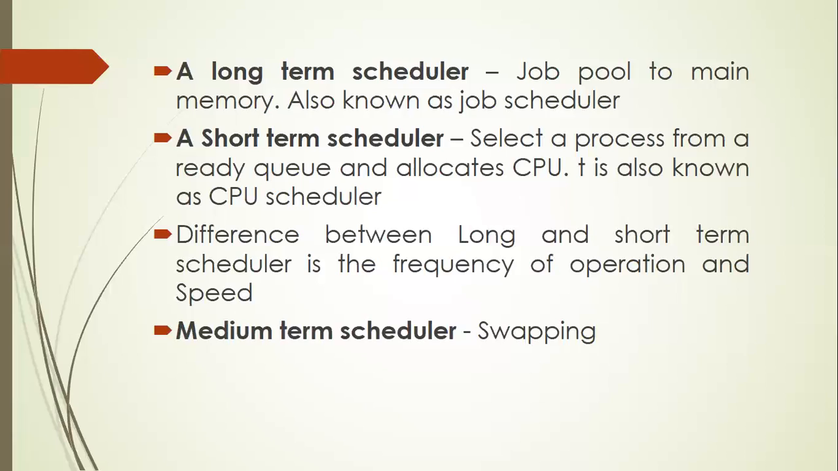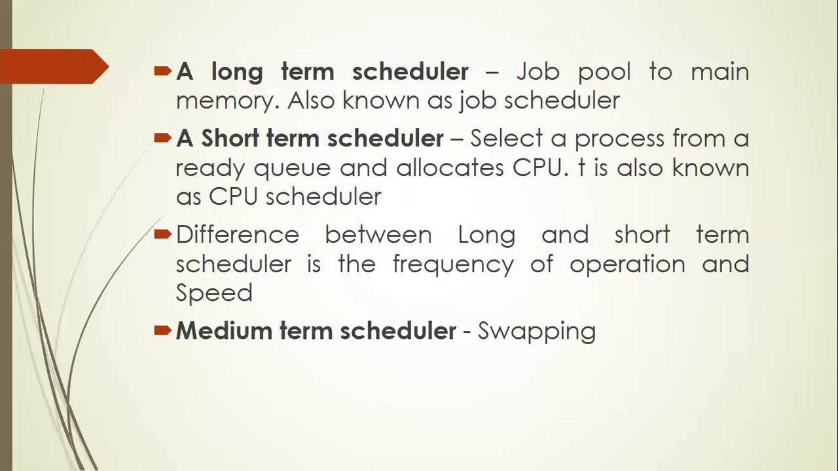Suppose there are 100 jobs, and assume that your ready queue can accommodate 10 jobs. In that case, first 10 programs are brought from the job queue to the ready queue. Next set of 10 programs are brought from the job queue to the ready queue. So your long-term scheduler works 10 times, because at a time it can transfer 10 programs from the job queue to the ready queue. So the frequency of work for the long-term scheduler is only 10. Once in 10 programs, it has to work.